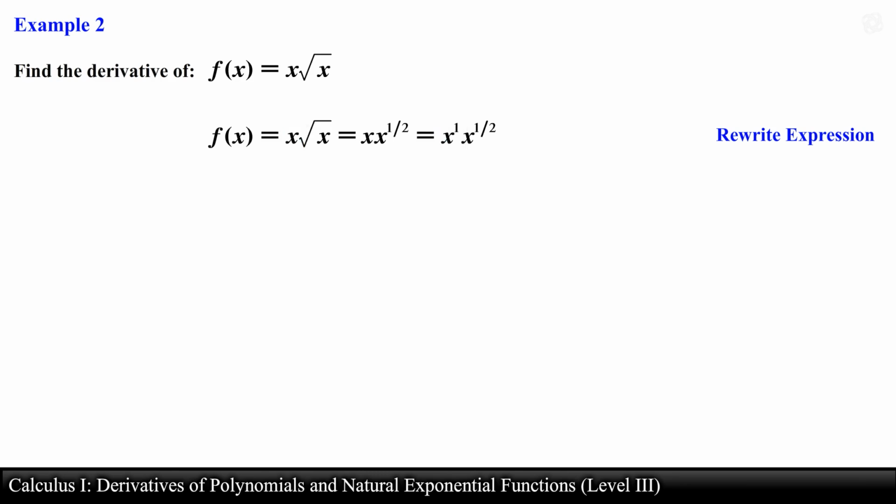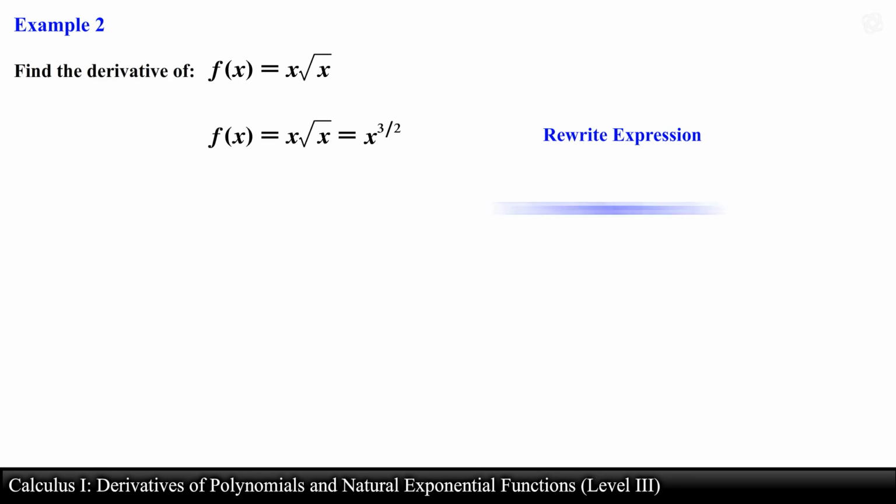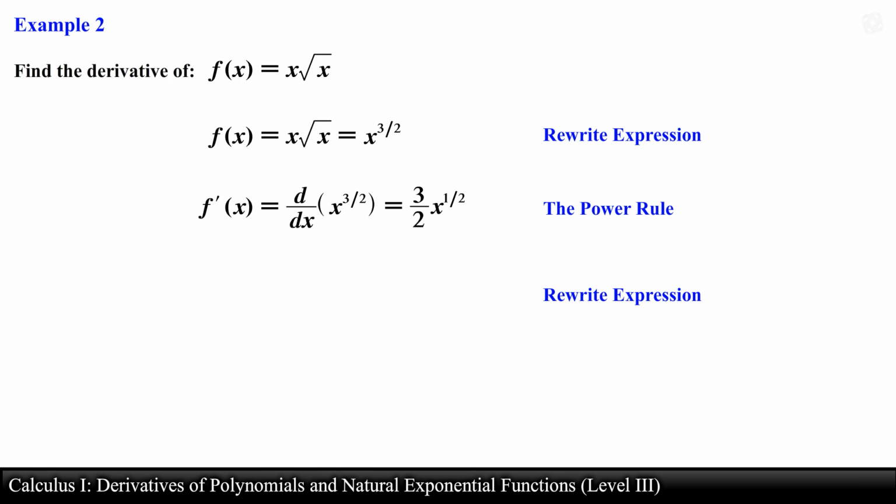So in essence, we can simplify this expression as follows: x raised to the power of 3/2. Now we have a function written into a derivative-friendly form. All that is left to do is to apply the power rule as follows, resulting in the final expression equal to 3 times the square root of x over 2.